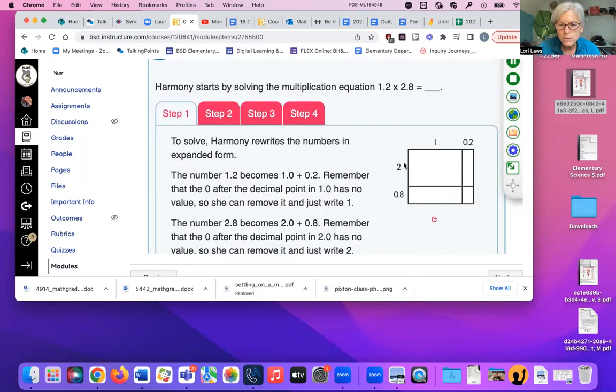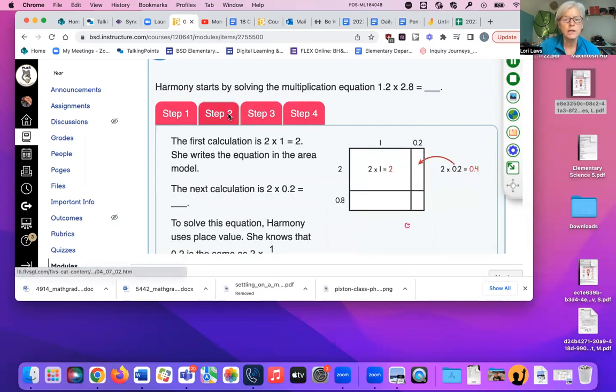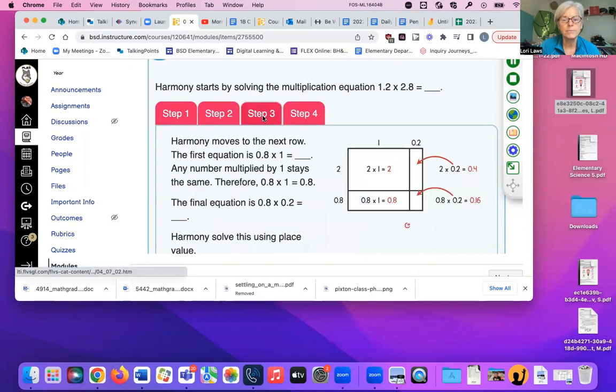So here's the 1.2, here's the 1 times 2 is 2 you would put here. 1 times 0.8 is 0.8. 0.2 times 2 is 0.4. And 0.2 times 0.8, 2 times 8 is 16, and I have 2 places behind the decimal point, so it's going to be 0.16. Then I just have to add it all up. There all the partial products are.